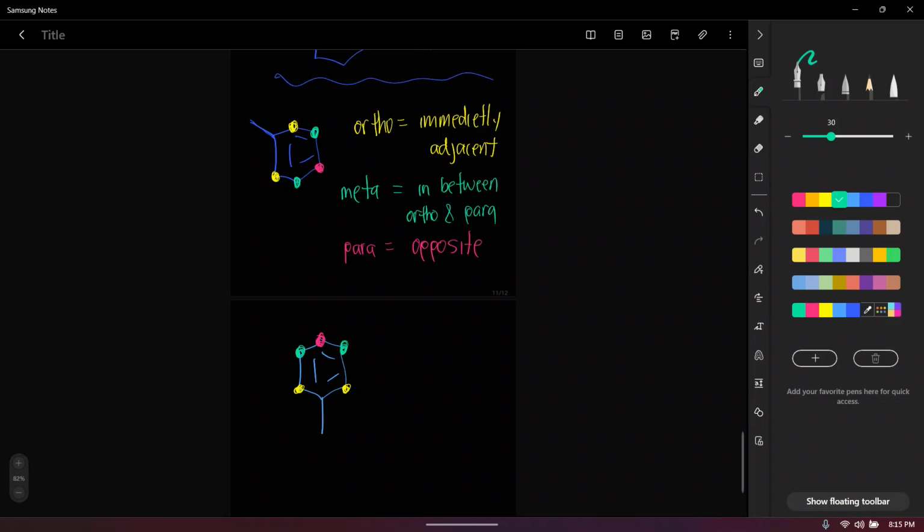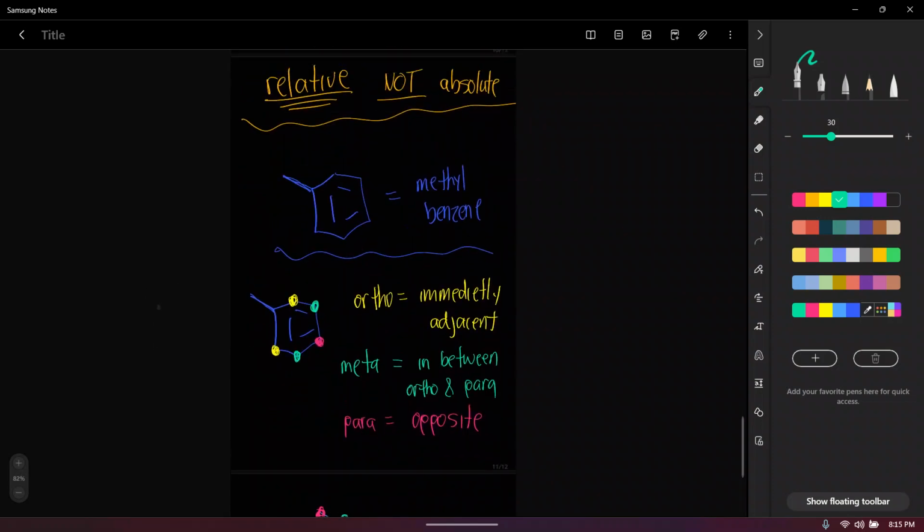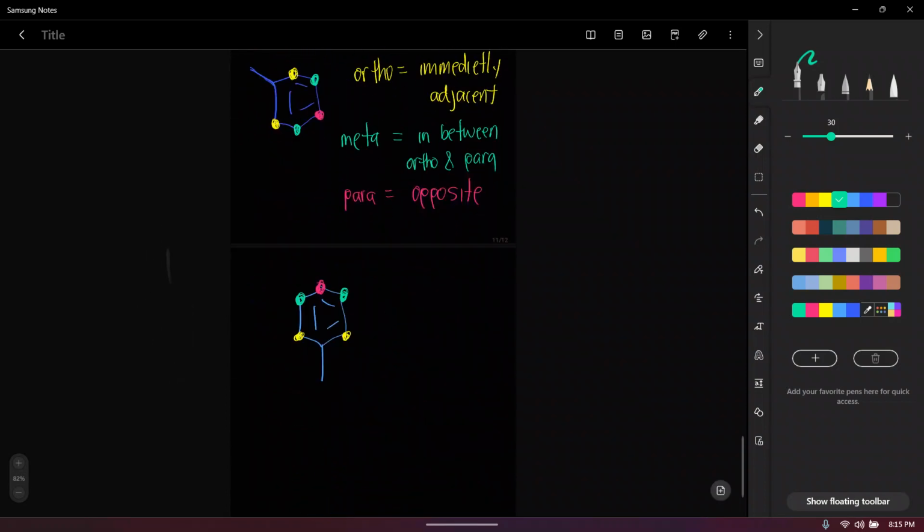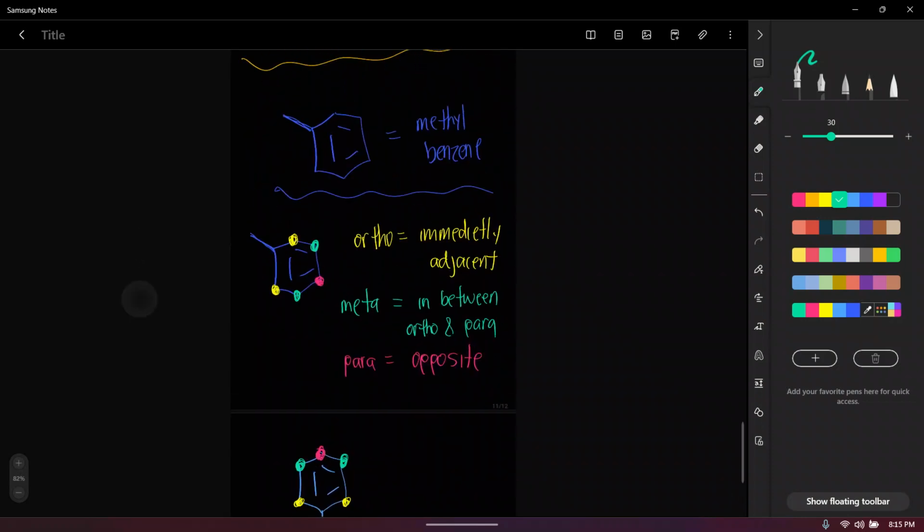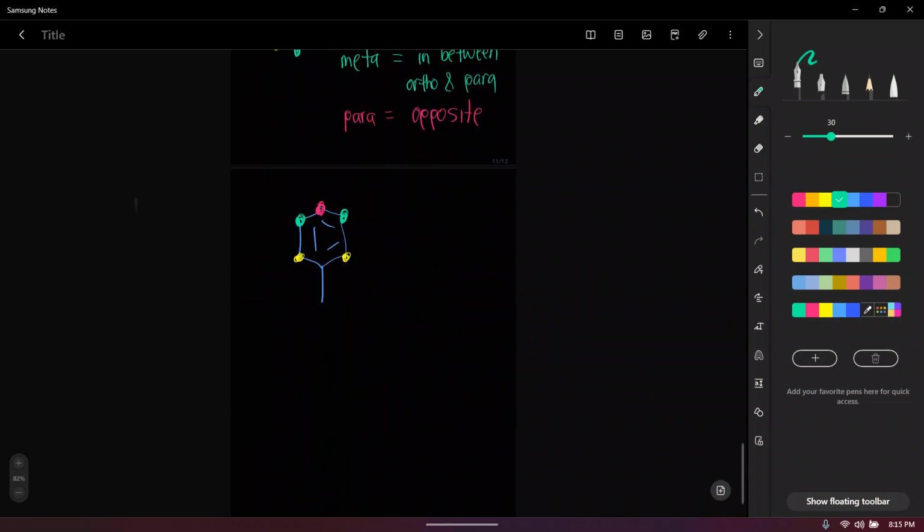Right, so in this example, in the top example, the top carbon is an ortho group, and in the bottom one, it's a para group. Again, that's because ortho, meta, and para are not absolute. They are relative, right? So we talk about something is ortho to something else. Something is para to something else. Nothing is just para on its own. That would not make sense. Okay?